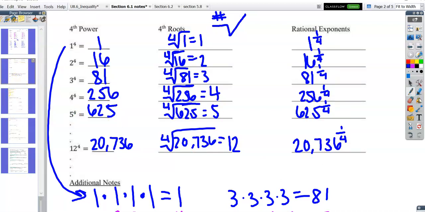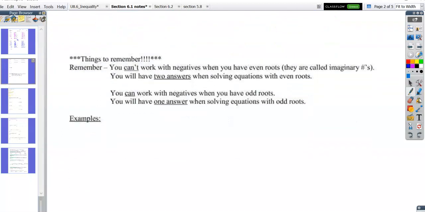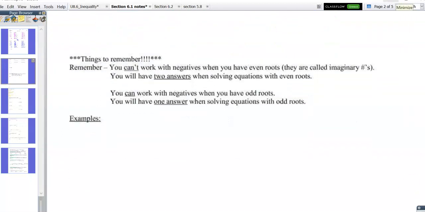So let's also, a few things to remember. You cannot work with negatives when you have even roots. Just like we can't take the square root of negative 64. That will give us imaginary numbers. So we can't deal with those when we're dealing with even roots. However, we can have negative numbers when you have odd roots. If you are solving equations with an even number of roots, you'll have two answers. And then you will have one answer when you are solving equations with an odd root.